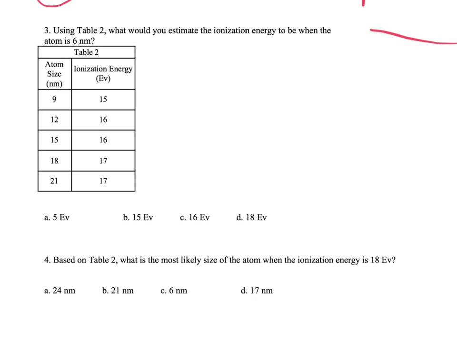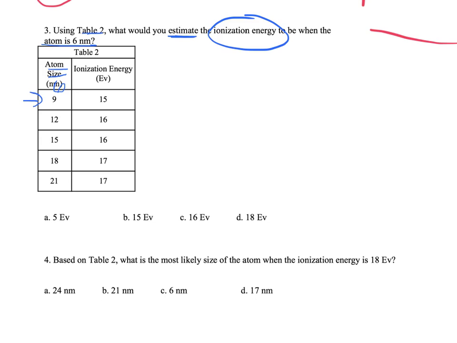Question number 3. Using data table number 2, what would you estimate the ionization energy to be when the atom is 6 nanometers? Okay, so I know I have to look in table number 2. It's asking me to estimate, so I know I'm doing my extrapolation, and it gives me the atom is 6 nanometers, so that's my atom size, and it asks me for the ionization energy. When I look at my data table, I don't see 6. 9 is my lowest, so I know I'll be extrapolating lower than the data that I'm given.